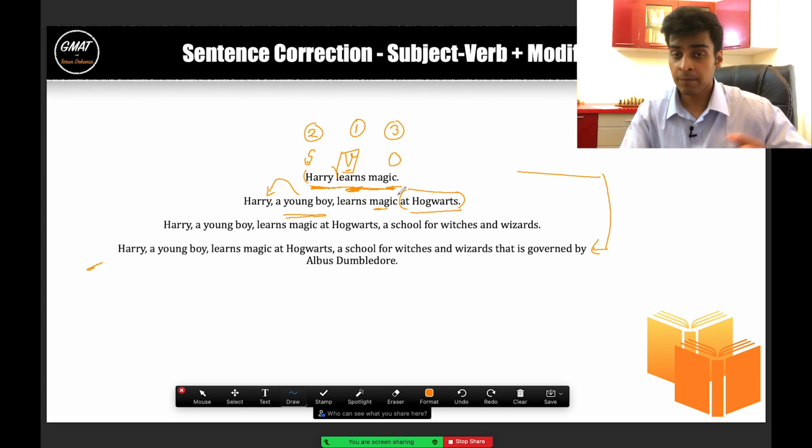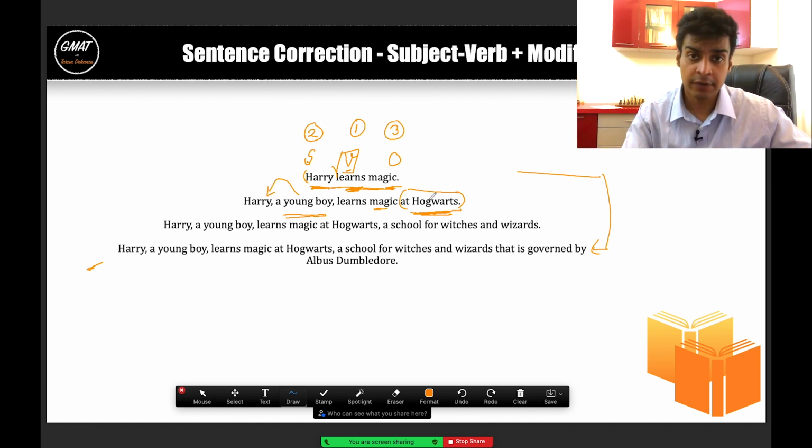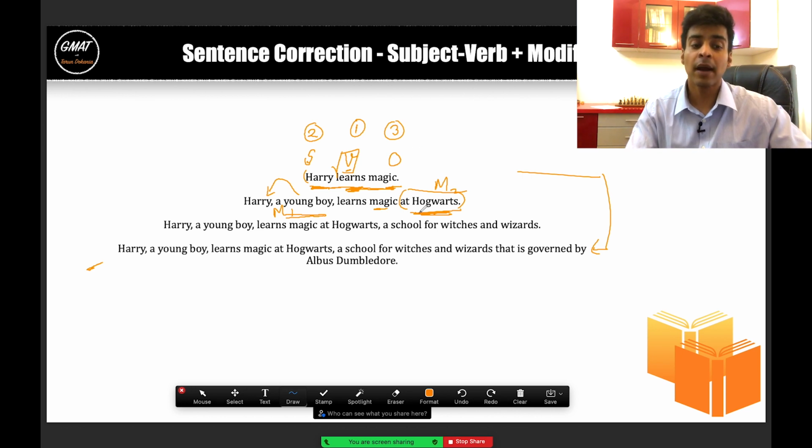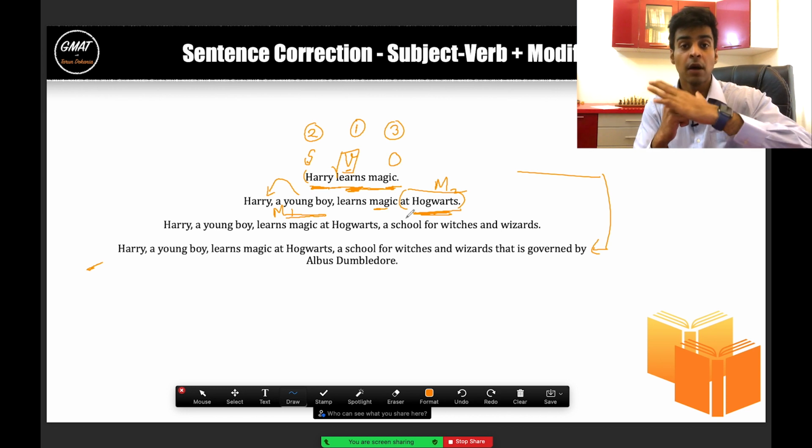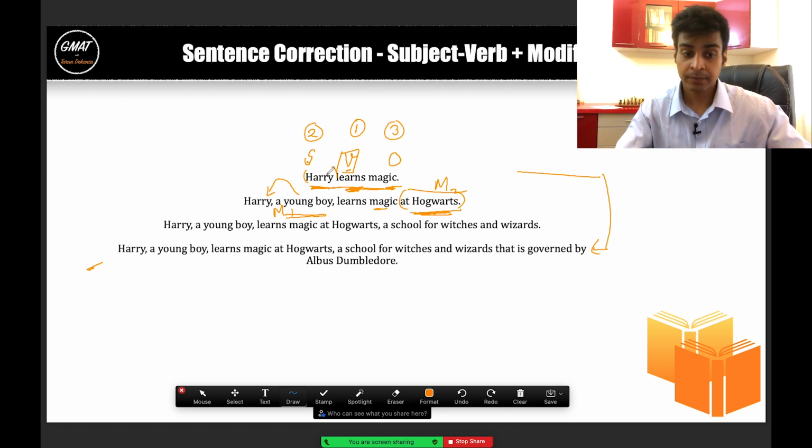Similarly, I might want to add more information about the object, and I would say at Hogwarts. Where does he learn magic? At Hogwarts. This is not the subject, this is not the verb, this is not the object. It's just additional information that qualifies the sentence, that makes the sentence a bit more informative, better. And these are called modifiers. Also called jargon, because in most cases, this would not matter to the crux of my sentence, right? I have to be able to separate these two things, the subject, verb, object, and the modifiers. That is the foundation upon which all of sentence correction would be built.